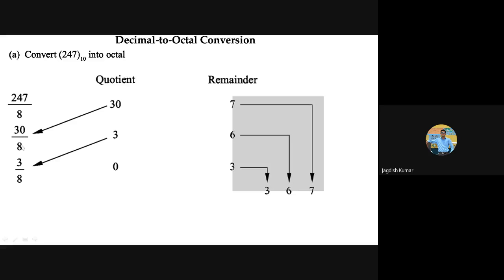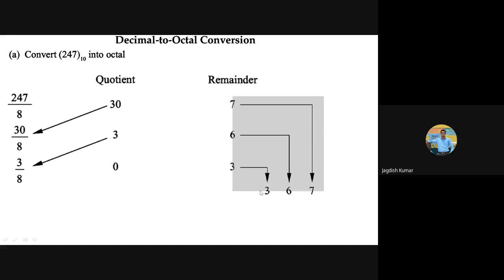Then 30, when you divide it by 8, what will it give you? Quotient 3, since 8 threes are 24, and the remainder will be 6. Same here, you can divide it by 8. So 8 threes are 24, and then 8 zeros are 0, because it is smaller than 8. The remainder is 7. So you can divide, I'm sure.